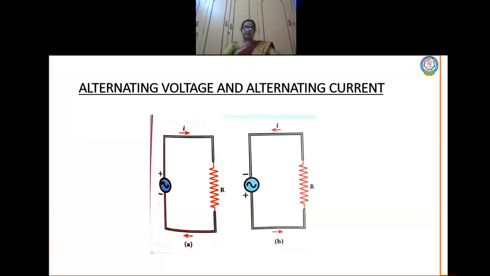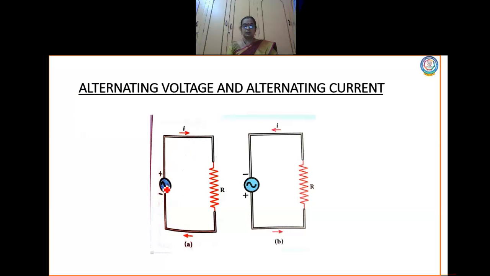Now look at this diagram. Here there is an alternating voltage source. This is the symbol for an alternating source. It is connected to a resistor R. Here the upper terminal of the source is positive, and here you have a negative sign. Now you allow current to pass through it.